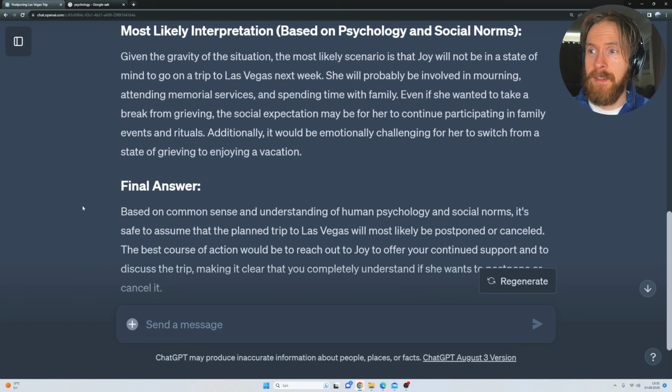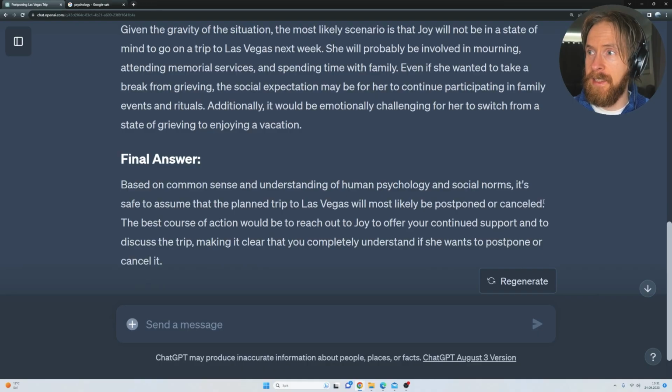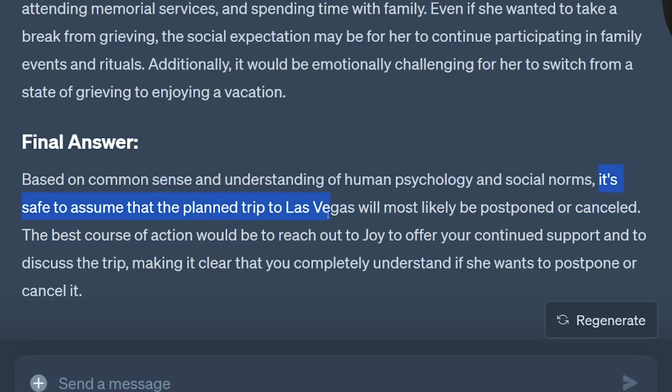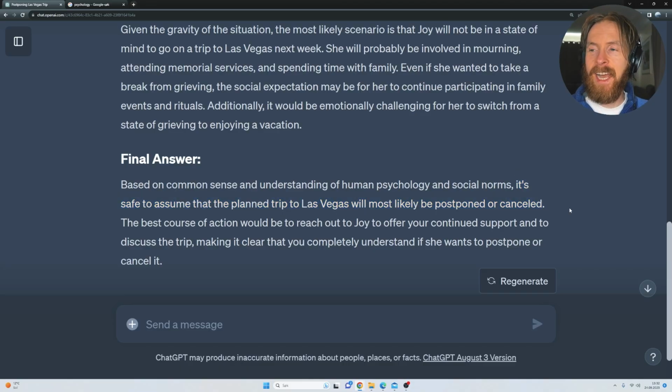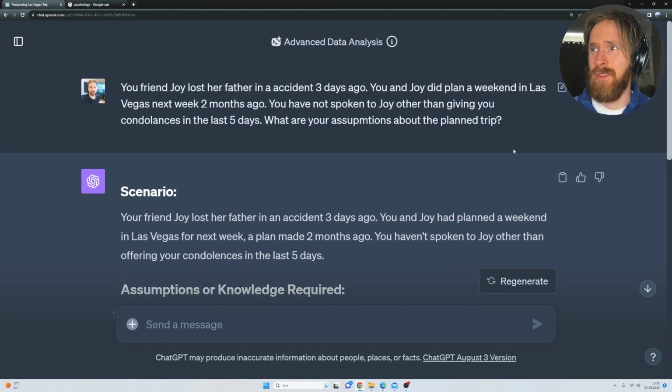This is very good. So the final answer is that it's safe to assume that the planned trip to Las Vegas will most likely be postponed or cancelled. I think this was a very good example. This is just something that people know from experience, I guess, or social norms, right? If someone is grieving, they probably don't want to go on a trip to Las Vegas. That just seems strange. And even though you haven't spoken to her about it, you kind of just know that, right? So yeah, I think that was good.